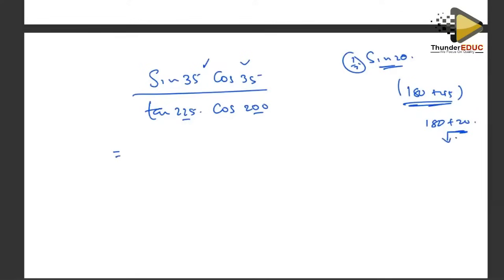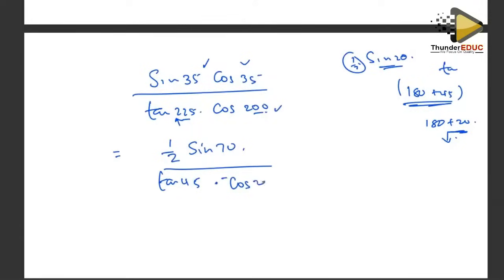Okay, so I'll start by saying it's a half sine of 70, because 2 times 35 is 70, over, we said 180 plus 45 gives us the 225, that's quadrant 3. It's the same as the tan of 45. And then this one, cos is in the third quadrant, cos is negative. So it's a negative cos 20.